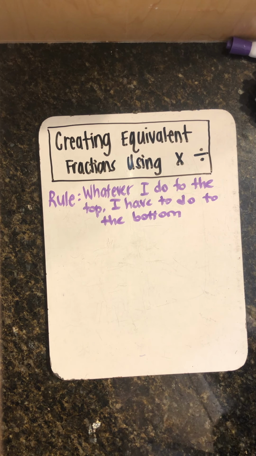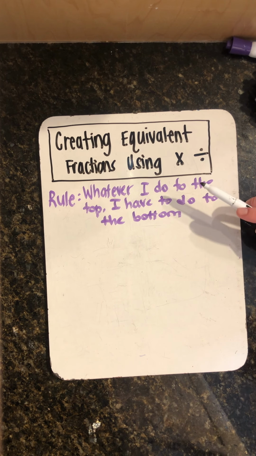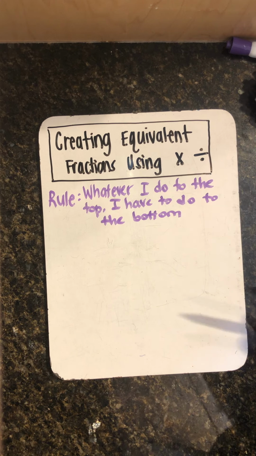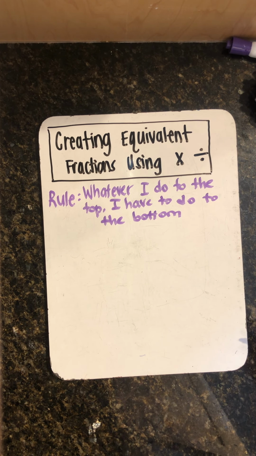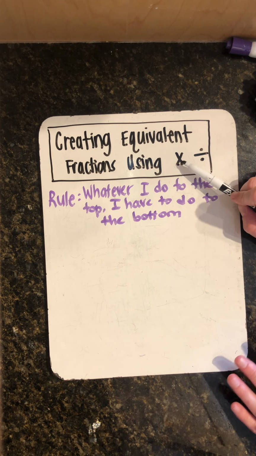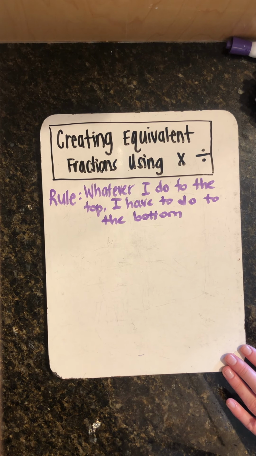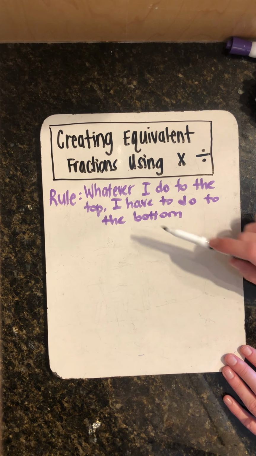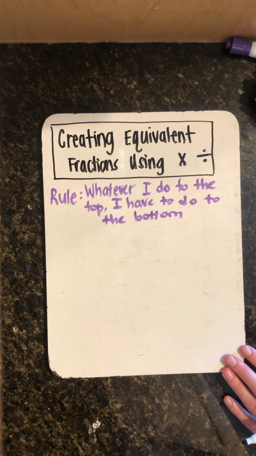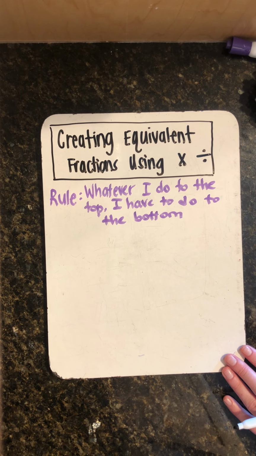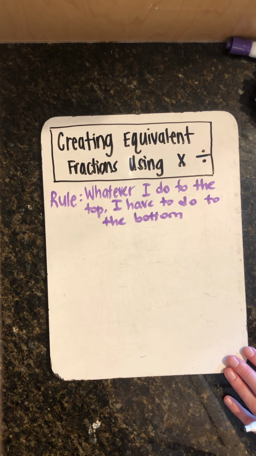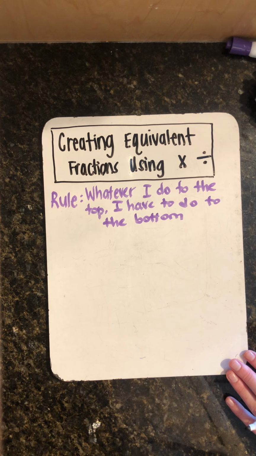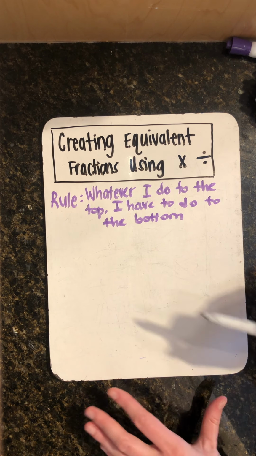Today we're going to be working on creating equivalent fractions using multiplication and division. So on Monday we worked with using our fraction tiles and using a visual model to create equivalent fractions. Today we're actually going to use multiplication and division. When we're following this, we need to remember a very important rule. Our rule is that whatever I do to the top of my fraction, I have to do to the bottom of my fraction. So I'm going to show you how that rule works with starting with a simple number.